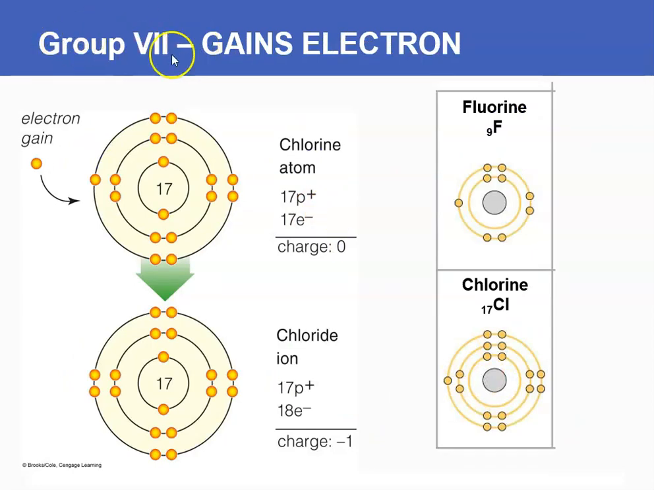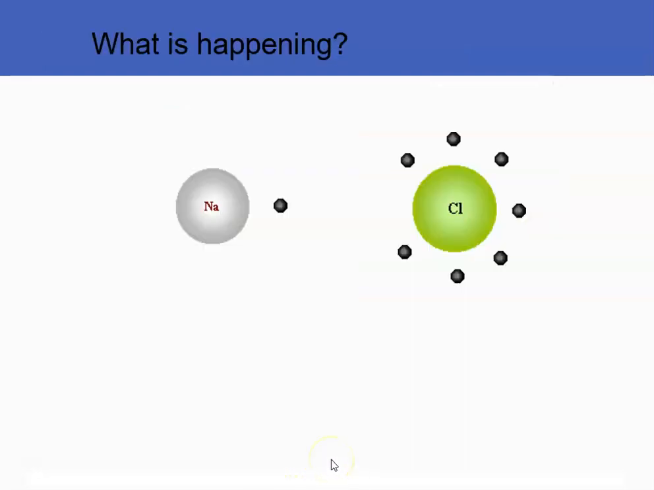So group 7 doesn't lose its electrons. Group 7, fluorine and chlorine, they're almost full. They're so close to being full. They are going to gain an electron. They are going to become negative ions, and they're going to gain an extra electron.